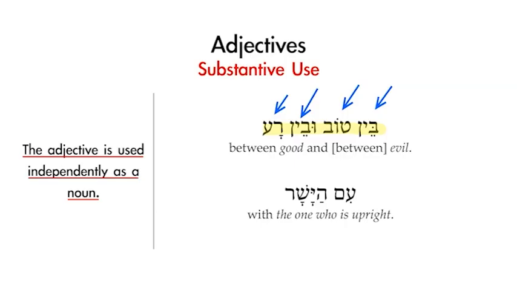And this is relatively common in Hebrew. In our second example, we have im hayashar, with the one who is upright. Here again, we have the adjective functioning as the object of the preposition im. It's not modifying another noun or predicating anything about a noun. So we're going to translate it as either with the upright or with the one who is upright, because it is masculine and singular. That's how the substantive use of the adjective works.